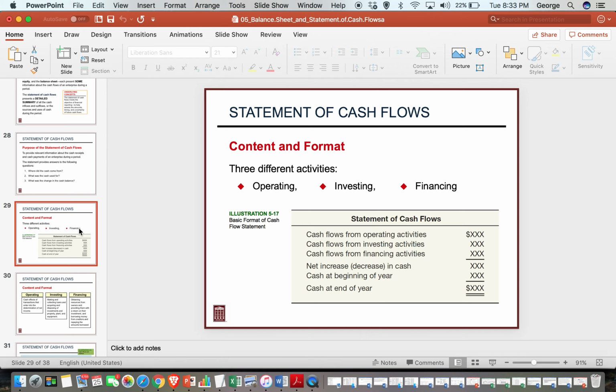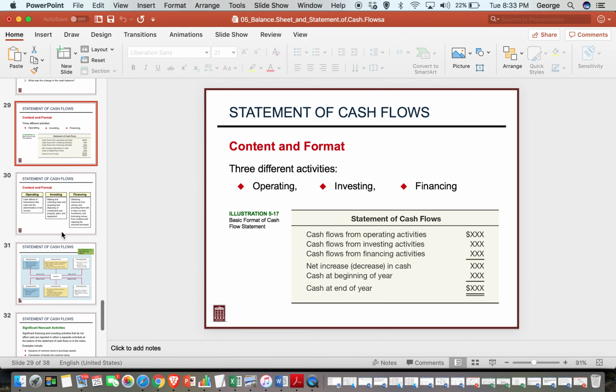All right, and then financing activities, those things that bring in cash to the company. An example of financing activities might be the issuance of a long-term bond. We're going to receive cash inflows from that bond, although there's going to be outflows because we have to pay back that bond.